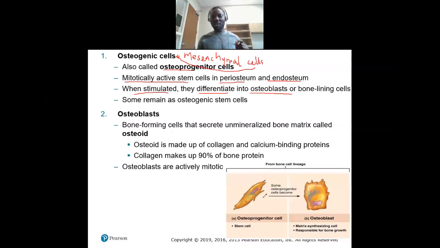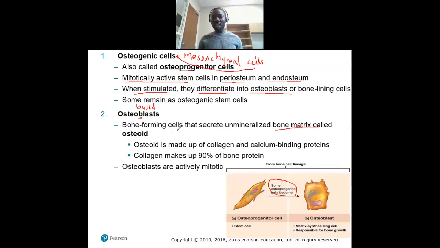Now, the mesenchymal cell is going to differentiate. You can see that here. It's going to differentiate to become osteoblast. And the osteoblast, this B, we call it osteobuild. The reason we call it osteobuild is because what it does is to build. It does an anabolic process by building. What does it build? It builds what we call the bone matrix. All right, it builds the bone matrix.